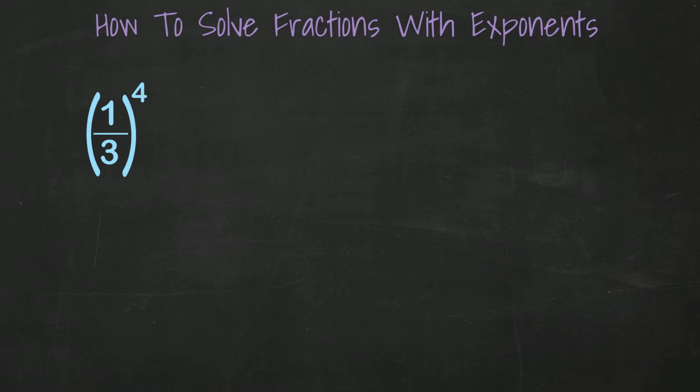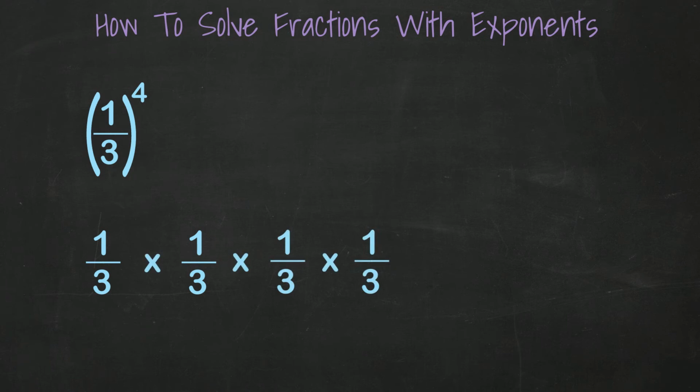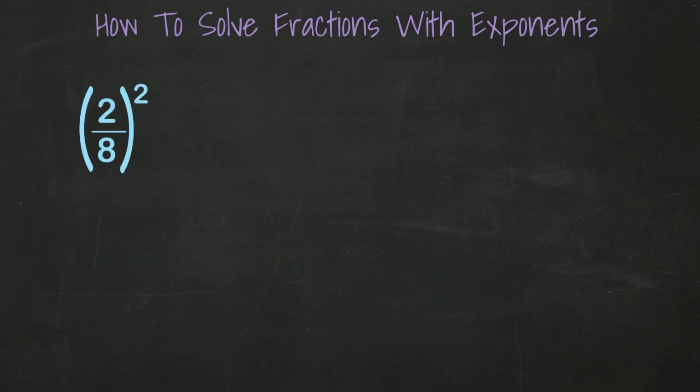First example, 1/3 to the fourth power. We can write this out in expanded form as 1/3 times 1/3 times 1/3 times 1/3. We multiply our numerators together and we get 1. We multiply our denominators together and we get 81. 1 over 81.